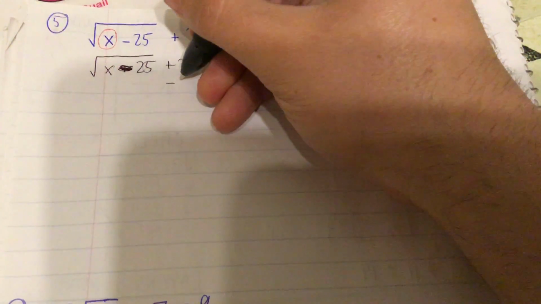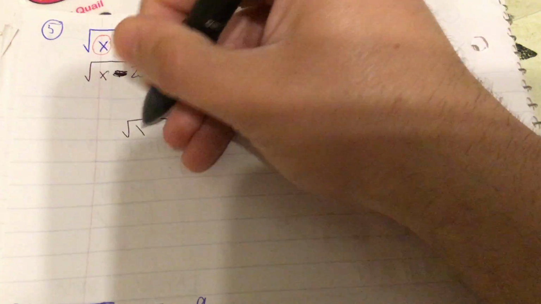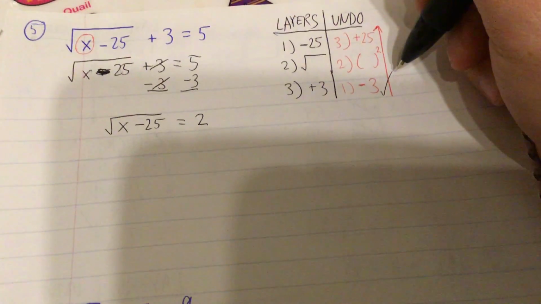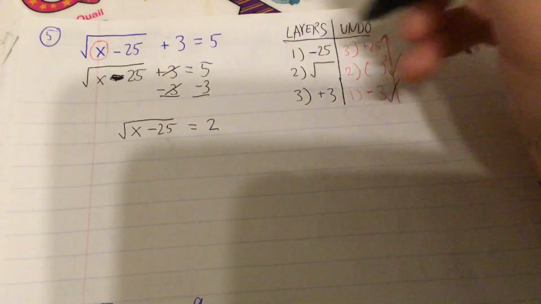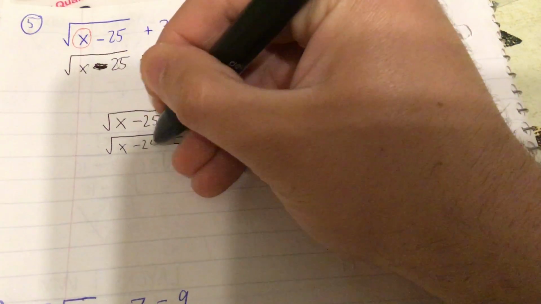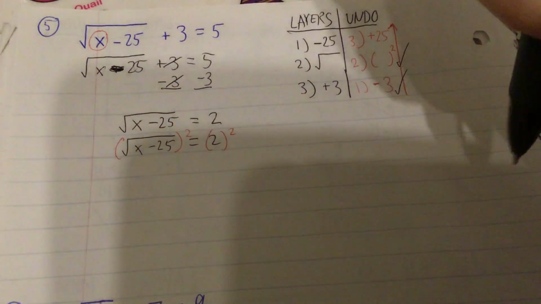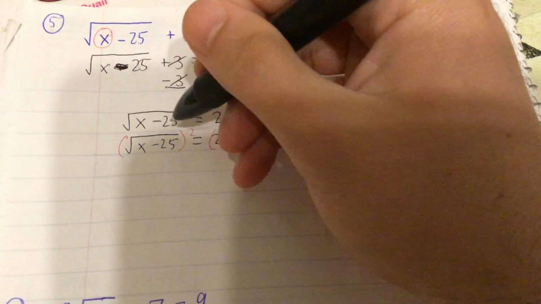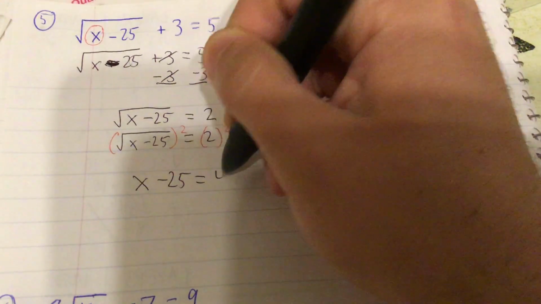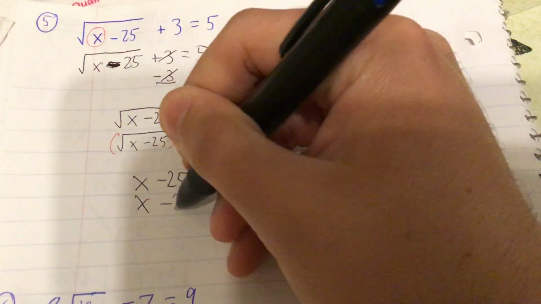So I'm going to subtract 3 from both sides. That gets me the square root of x minus 25 is equal to 2. I've cleared this layer. Now what do I need to do? I'm going to square both sides now. So let's square both sides. So now the square root and the square knock each other out. So I've got x minus 25 equals 4. Cleared that. Now I'm going to add 25 on both sides.